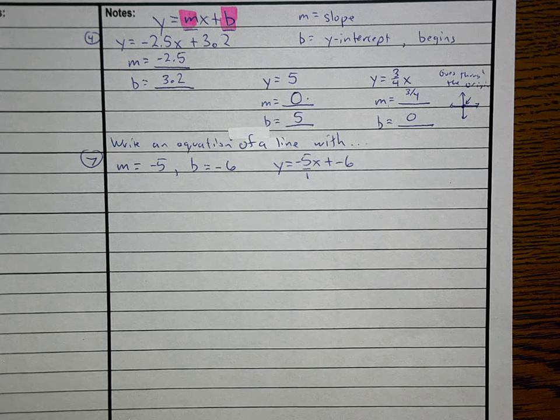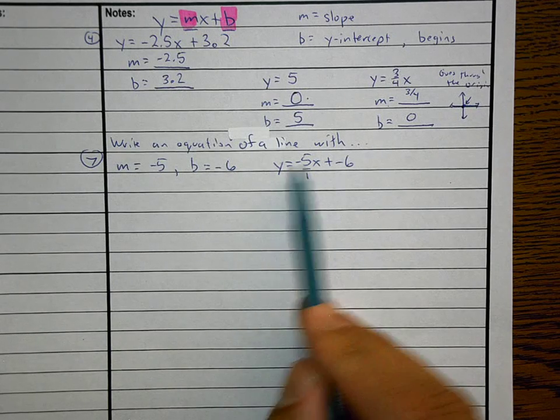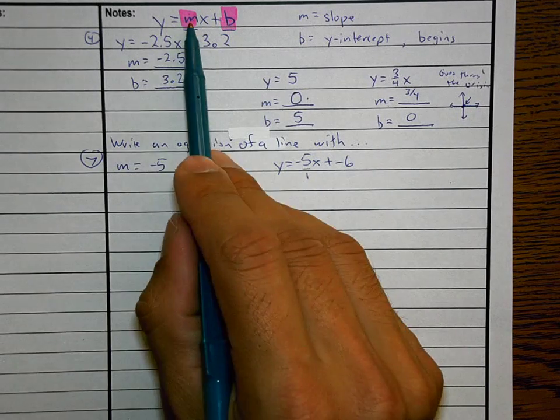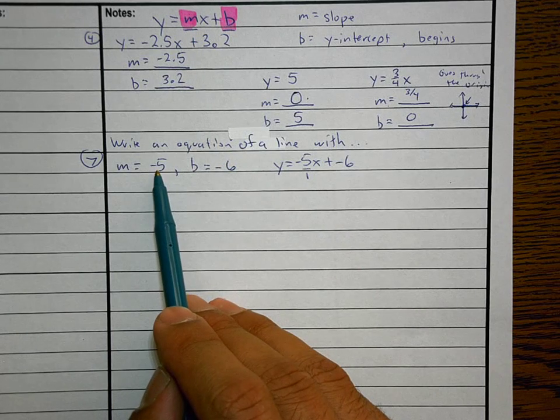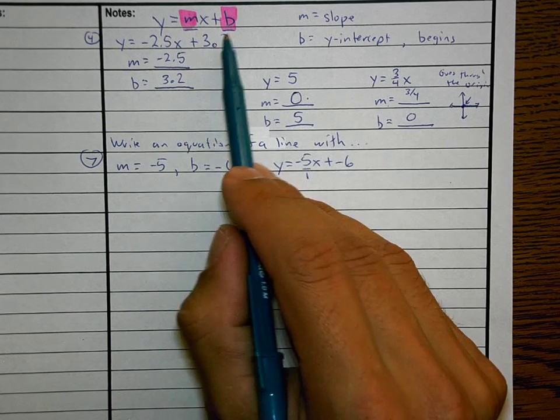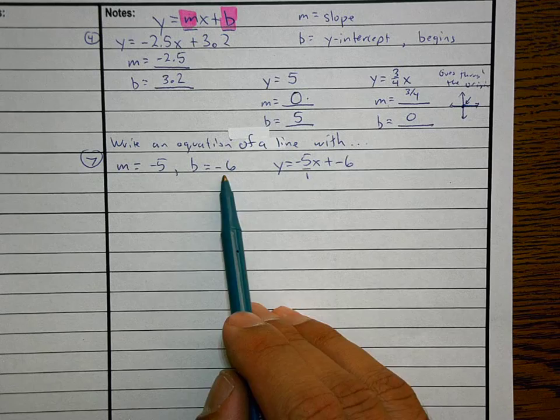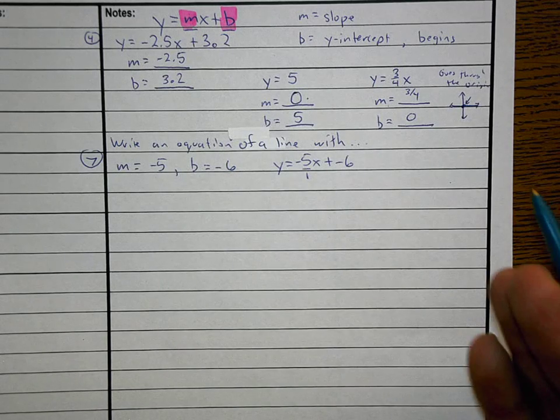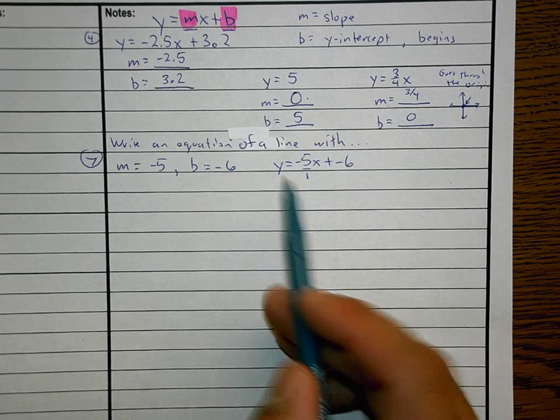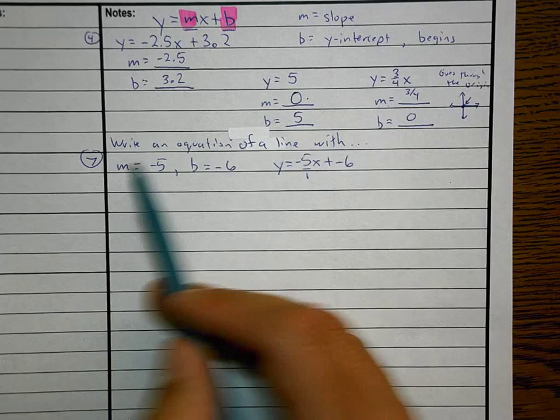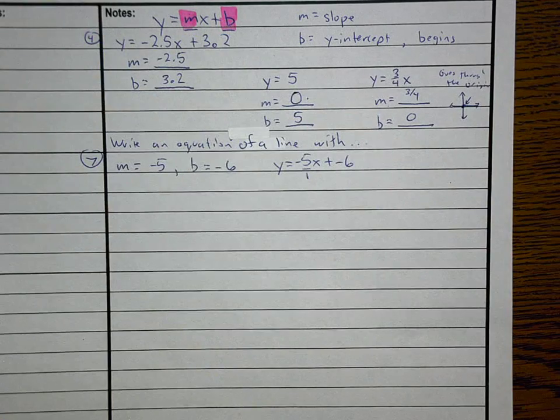James, I want you to see how he did this. He replaced the m with -5. He replaced the b with -6. So it's very easy to write, right?